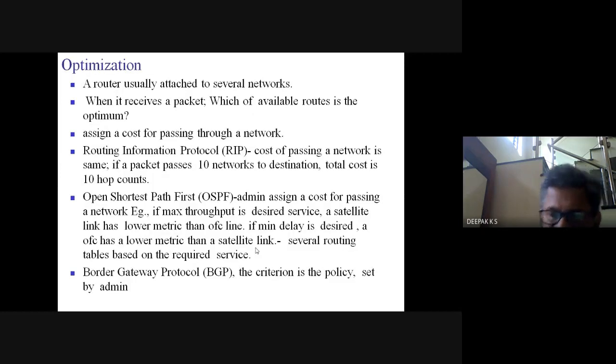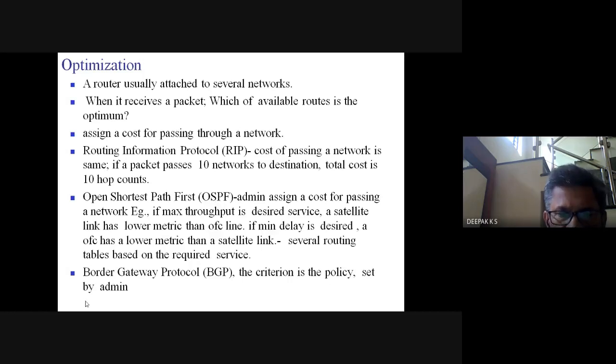Satellite link, the delay is high. So delay will have a larger value. So there could be several routing tables based on the metric. If it is delay, one type of routing table. If it is cost, if it is throughput, another type of routing table. So here metrics are having different values in open shortest path first.